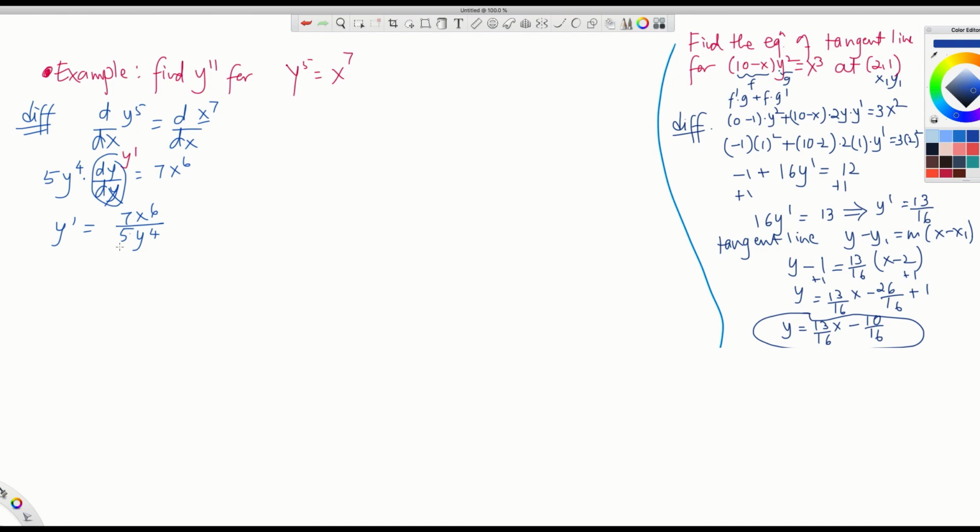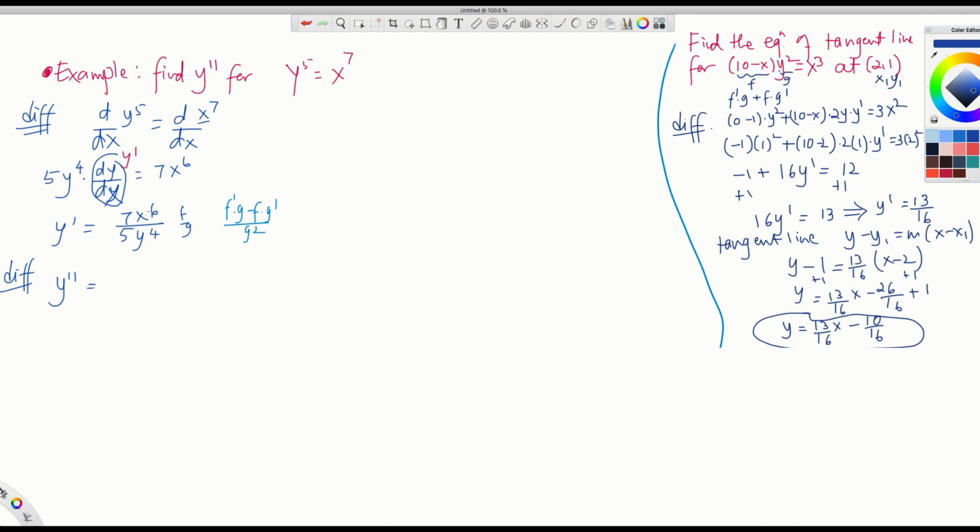Now what you want to do next is find the second derivative, right? Again differentiate this. What you get here is y double prime equals, this is like f over g, right? So what is the formula for f over g? Do you remember that? It is f prime times g minus f times g prime over g squared. That's the derivative.